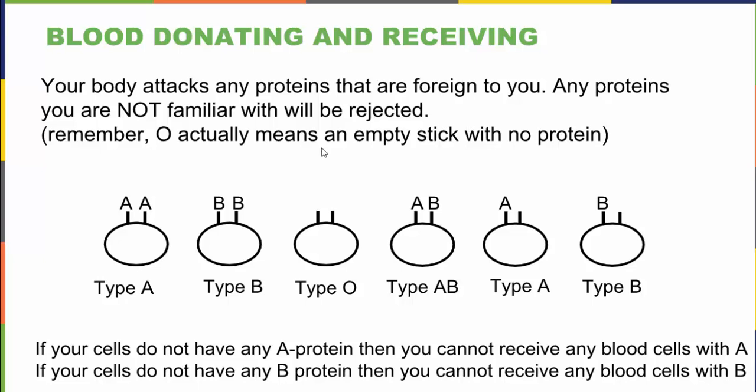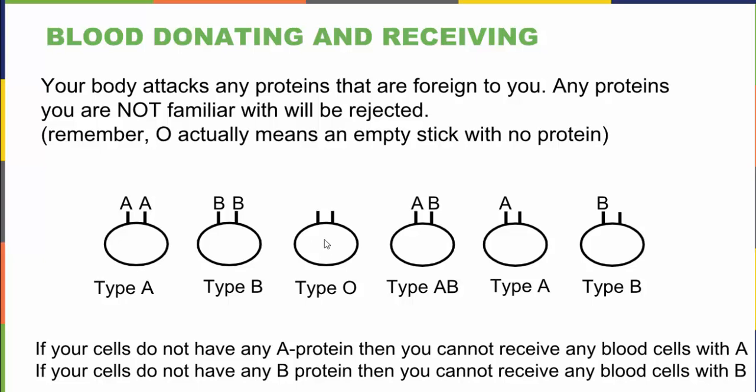So if we look here, if you are type A, you have no B's, which means you cannot receive type B, you cannot receive type AB, you cannot receive the other type B, because they all have B's, and that would be something that's foreign to you. Your immune system would attack it. The opposite for type B, you couldn't get type A, you couldn't get type AB because it has the A, and you couldn't get this type A over here either.